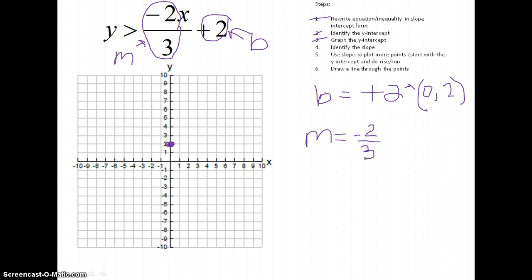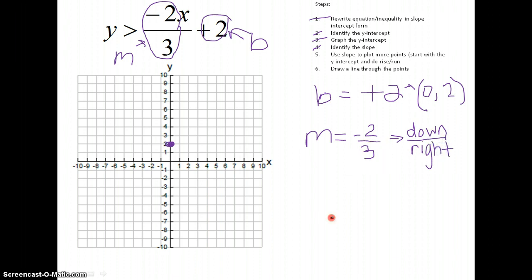Now number 5 says use the slope to plot more points. Start with the y-intercept and do rise over run. So we're going to do our rise divided by our run. Now if you notice, the 2 is negative. So since it is negative, we are going to go down first. And then the 3 is positive, so then we'll go to the right 3.